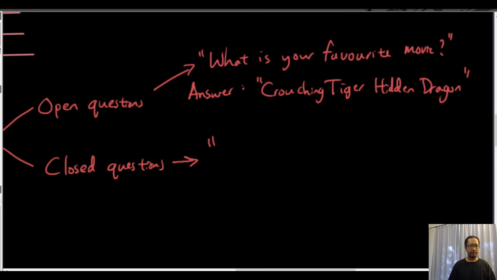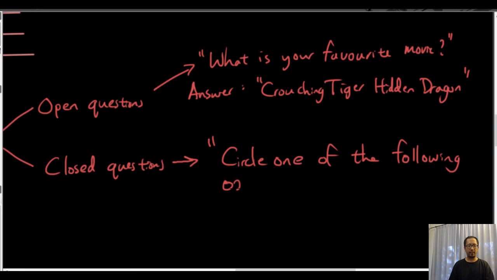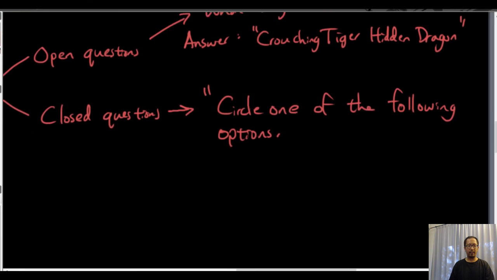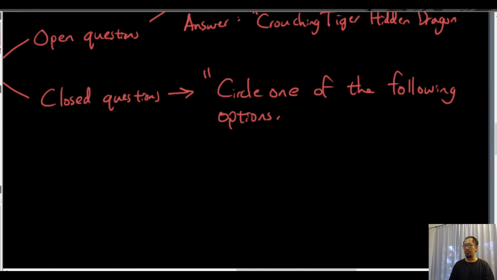Closed questions is where you specify that they have to say the answer a certain way. So you can say, for example, circle one of the following options. And then you can ask them a question, but you can limit the responses. So you could say, how much is your yearly income?